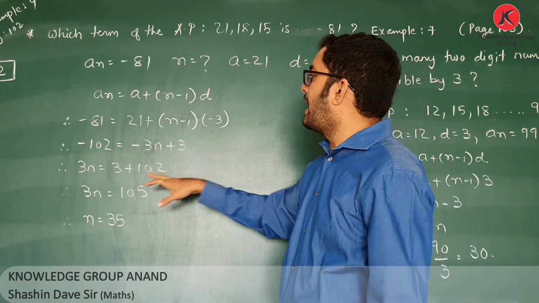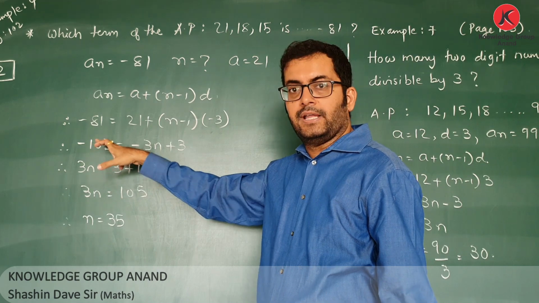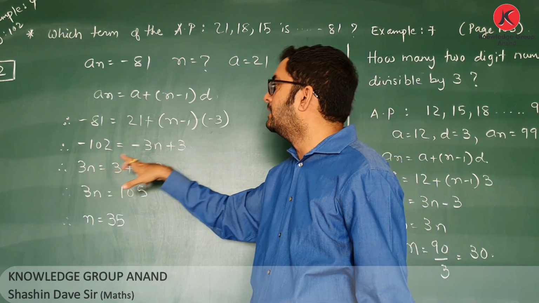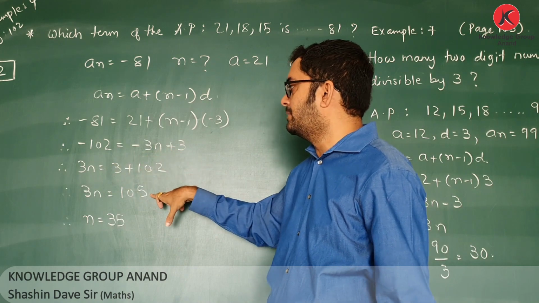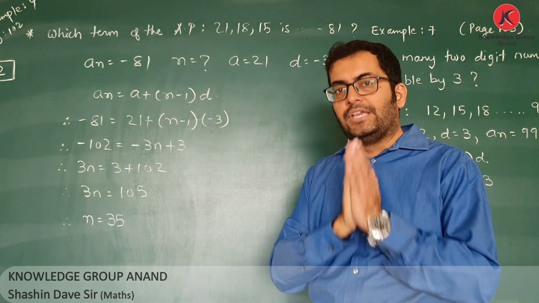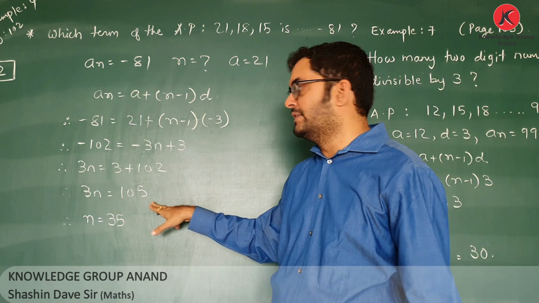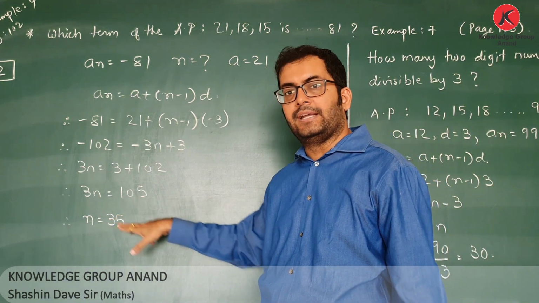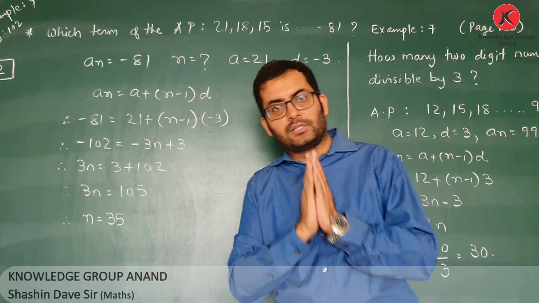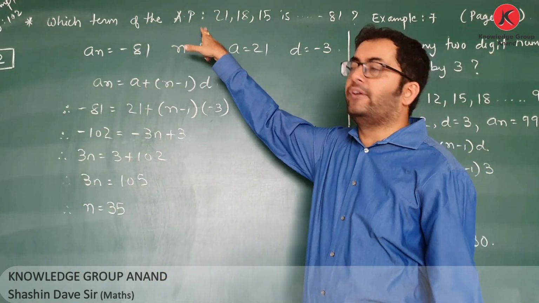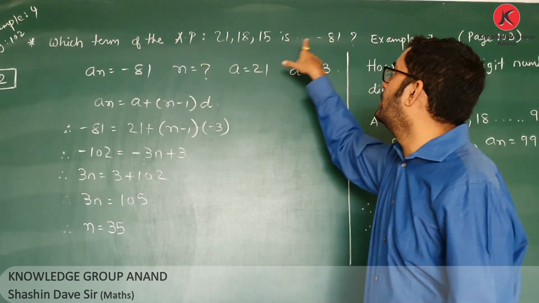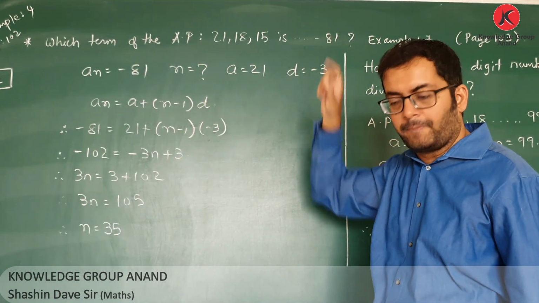Now if I take minus 3n on this side and minus 102 on this side, minus 3n becomes 3n and 3 plus 102 gives me 105. So in short, 3n is equal to 105. So n is 105 upon 3, that is 35. So we got the solution that the 35th term of this particular AP will have value as minus 81.